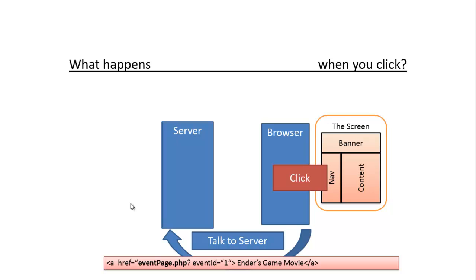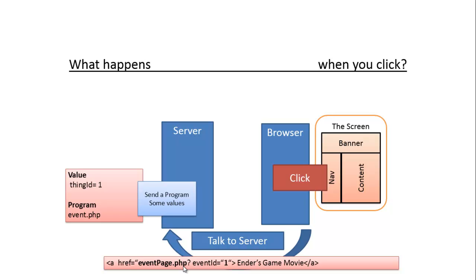What happens? Well, the browser talks to the server, and particularly if you clicked on something that said, here's a link, a href eventpage.php?eventID=1, and that was the link that you clicked on. Recall that if you click on this link, you're going to see underlined words that say Ender's Game Movie, and when you click on the Ender's Game Movie link, this is the web page that's going to be called. It's called eventpage.php. Now, it's no usual web page. In fact, it's a program.